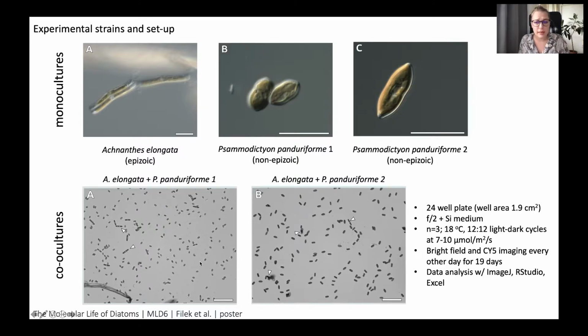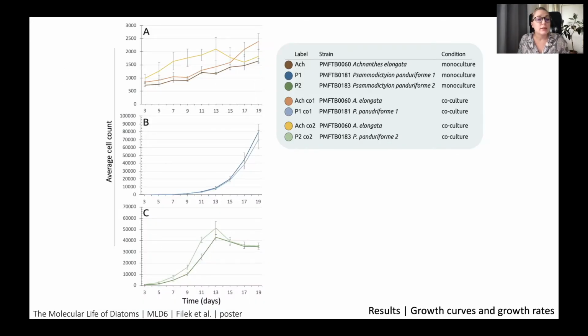Well, after I did that, I cleaned the data, and the first thing that I got, this is still being analyzed, but these are first insights into those numbers, the growth curves. So the dark brownish color is the monoculture of Achnanthes, and these lighter ones are the Achnanthes in co-cultures. The orange one is with the first Psammodictyon, the small strain, and the second one is with the second Psammodictyon strain, the bigger cell that we saw on the previous slide.